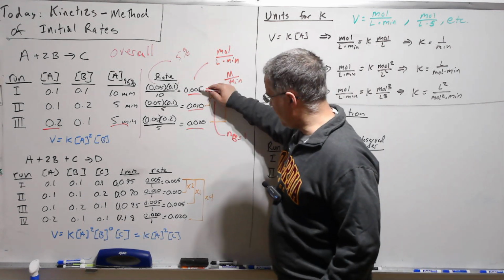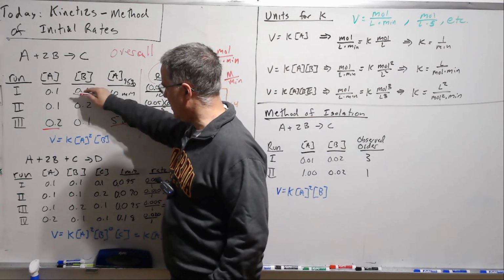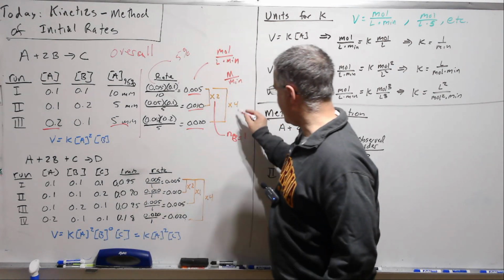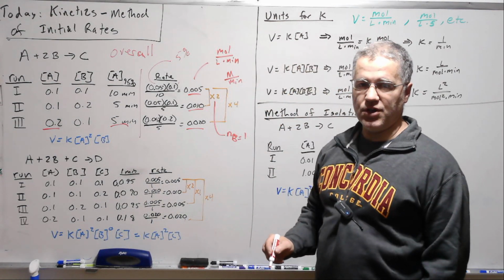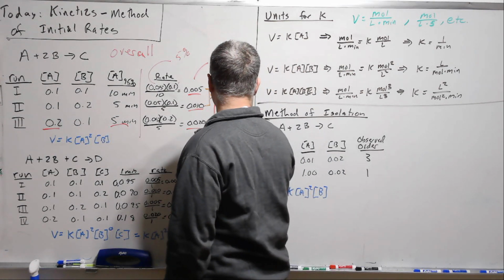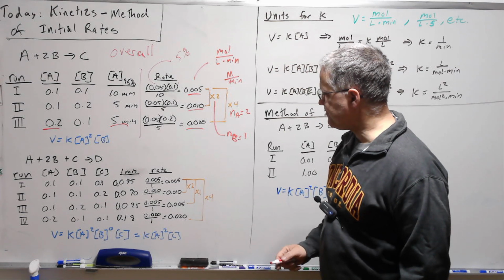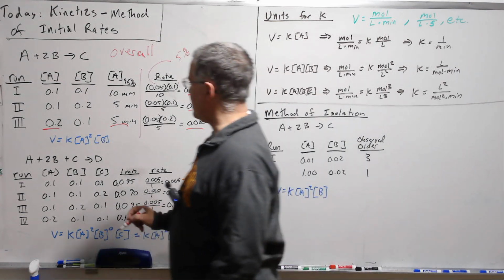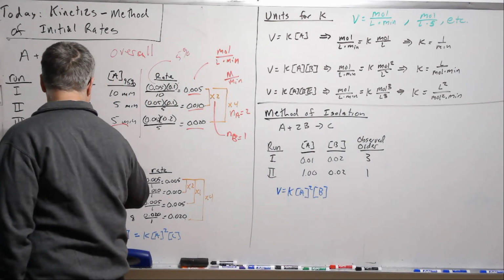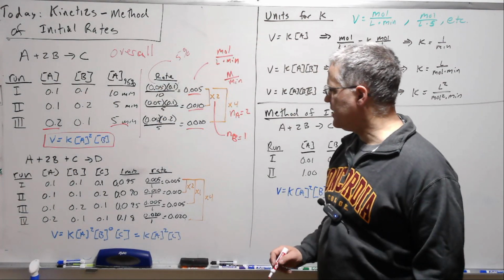Now let's compare the first to the third. In this case, we put B back to where it was but doubled A, and our rate quadrupled. So now we're quadratic in the concentration. So nA equals 2 here. So we can get the final rate law based on this method of initial rates.